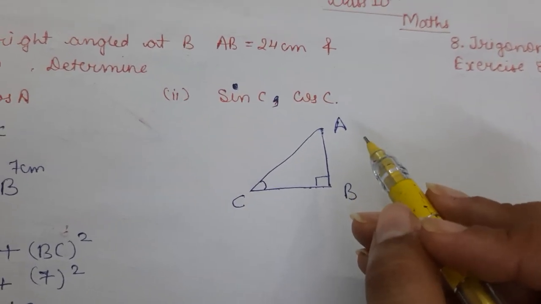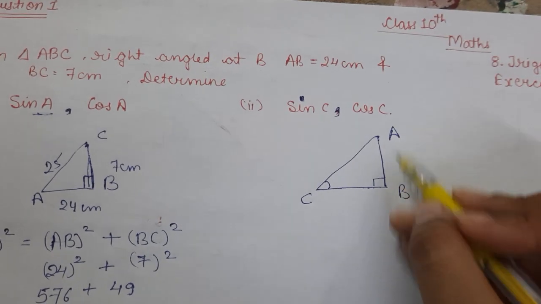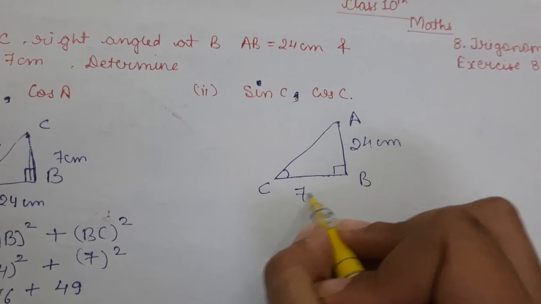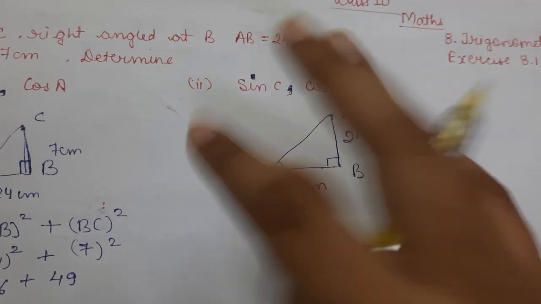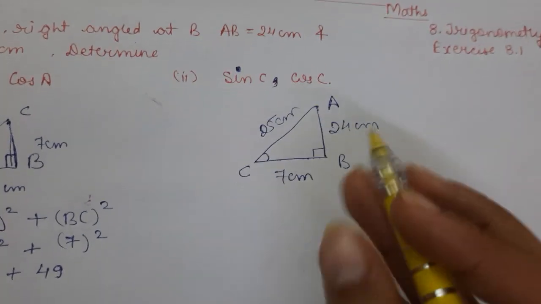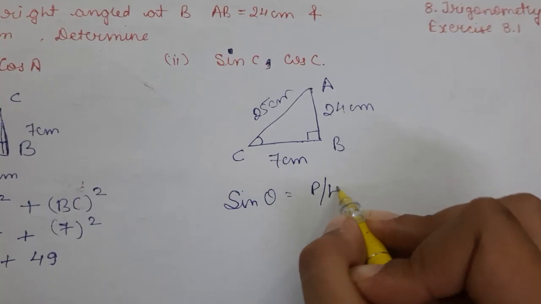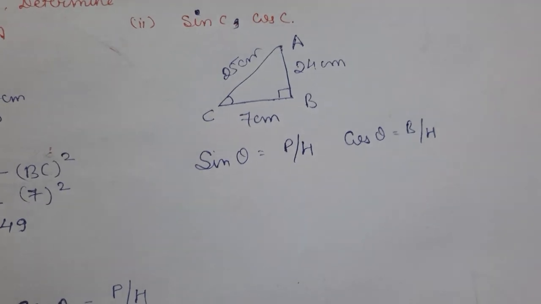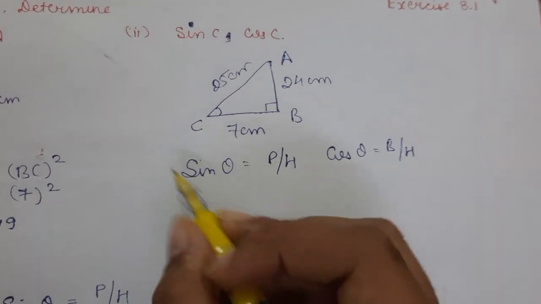So the values for AB and BC are interchanged with our previous triangle. AB is now perpendicular and BC is base. We don't need to calculate AC again with the Pythagoras theorem, as we have previously solved it. AC is 25 centimeter. Again, you know that for sine theta, it's perpendicular upon hypotenuse, and for cos theta, it's base upon hypotenuse. So let's put the values here.